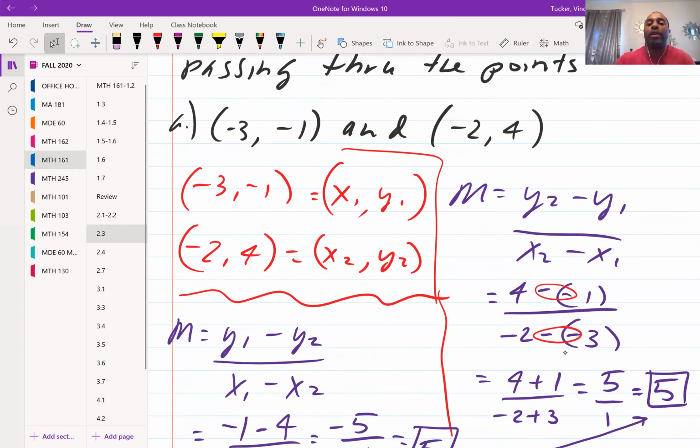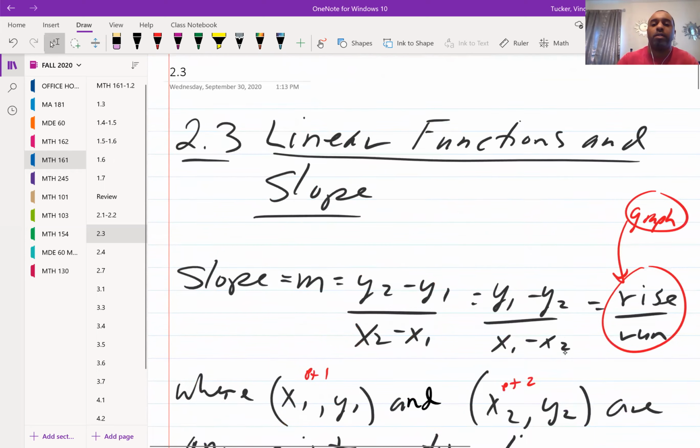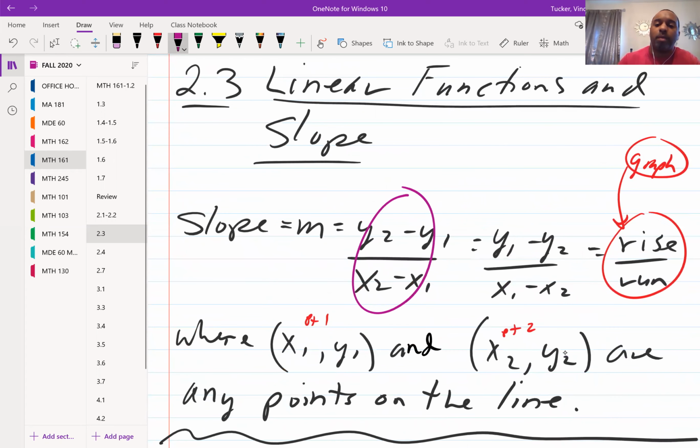And I'm going to do it both ways. Remember I said that no matter which way you do it, you'll still get the same answer as long as you stay consistent in your substitution. So I'm going to show you both ways. Just remember, whenever you're doing it on your own, all you have to do is do it one way, and you'll still get the same answer.